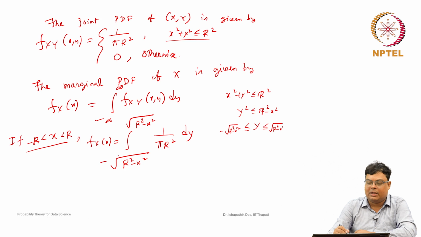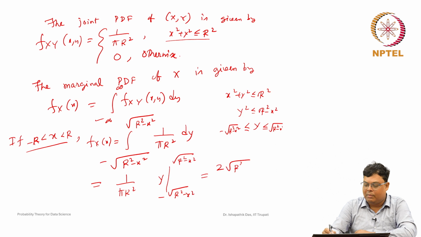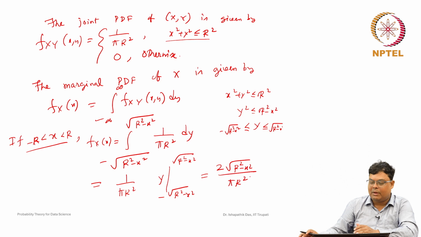We already know that the density is 1 by pi r square, since that is the area of the circle, but we worked it out here to understand how to compute the marginal. Now this is a constant, and if you do the integration over y with the limits minus root of r square minus x square to root of r square minus x square, you will get 2 into root of r square minus x square by pi r square. Otherwise it is 0.